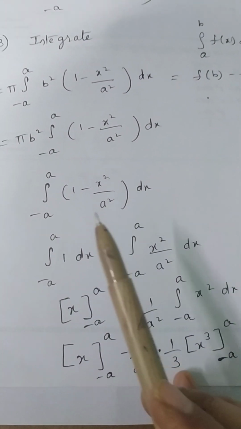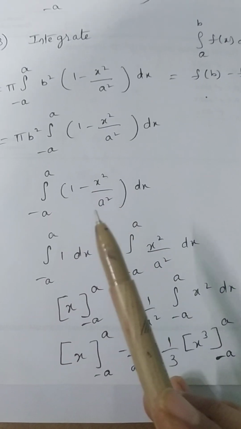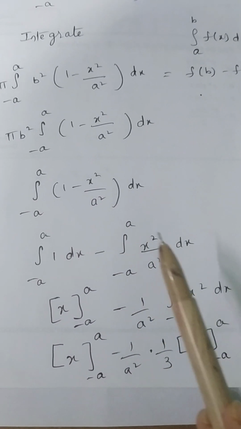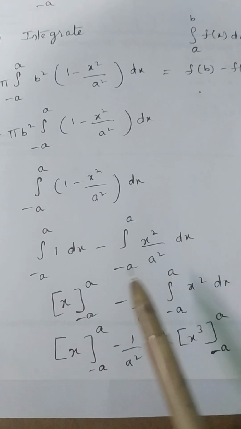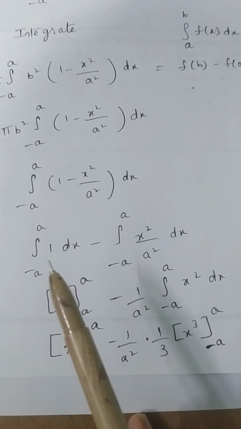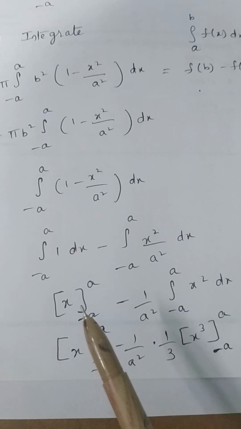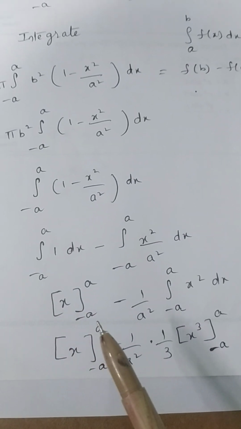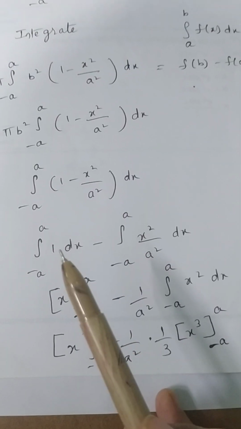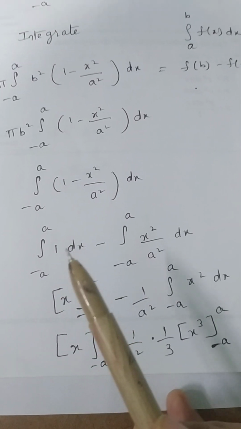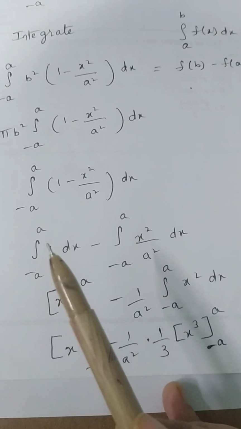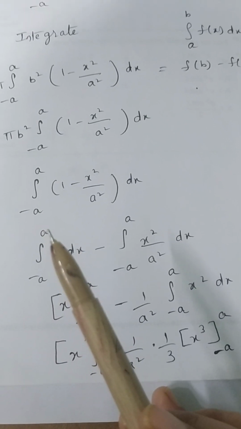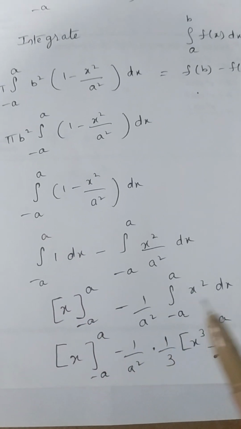Okay, now separating the terms, individually we are going to integrate here: integral from minus a to a of 1 minus x square by a square dx. As we know, integral 1 dx is x. After integrating the function, we are going to apply the upper and lower limits, minus a to a.